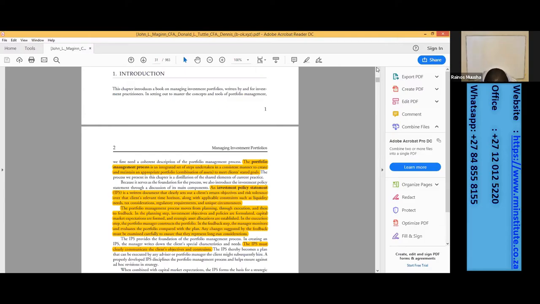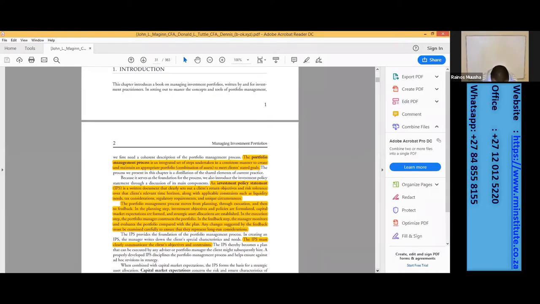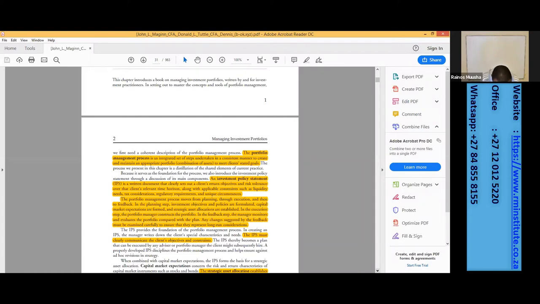Then if you go to the next paragraph, line number 2, they say an investment policy statement is a written document that clearly sets out the client's return objectives and risk tolerances over the client's relevant time horizon, along with the applicable constraints such as liquidity needs, tax considerations, regulatory requirements, unique circumstances.